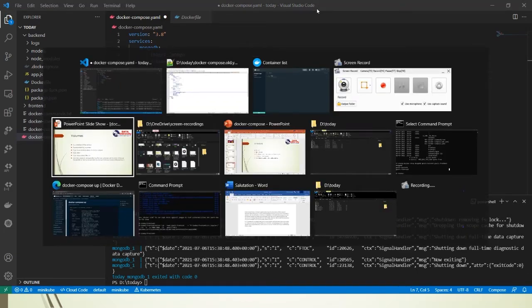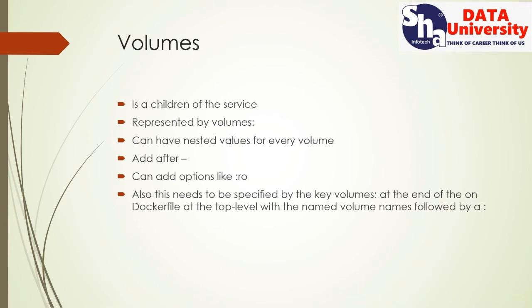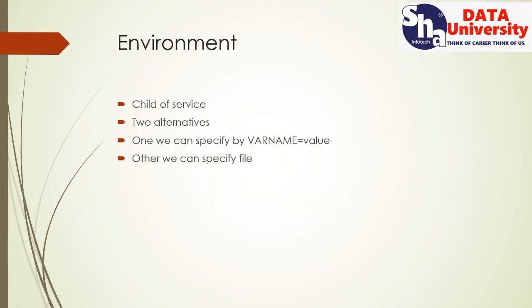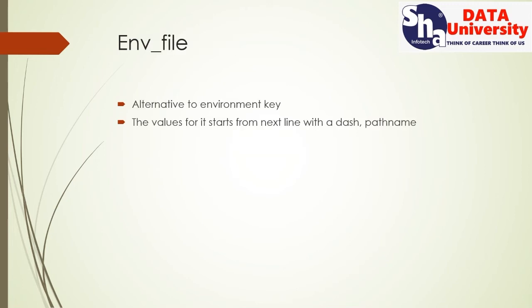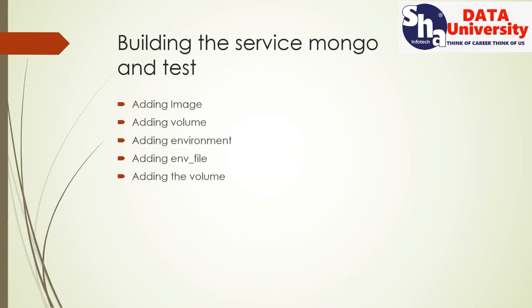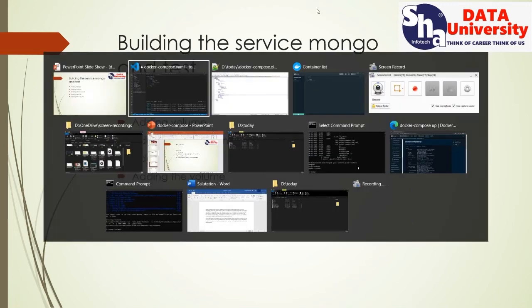There is some theory, so let us go to the slides. We have gone through the volume. There is an environment also, but we are not using it here. In case we need to pass any configuration values as variables to this compose file, we can give it in the environment file. So what we did was we added image, we added volume, the environment is built automatically. Then at the end we added another volume.